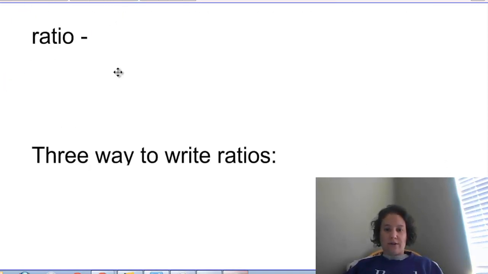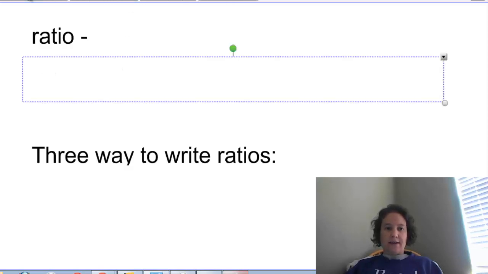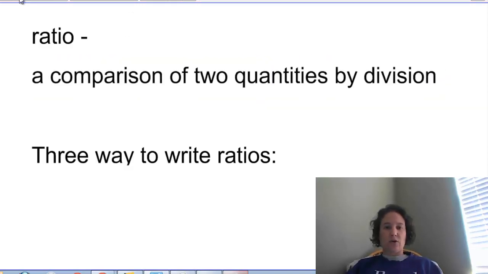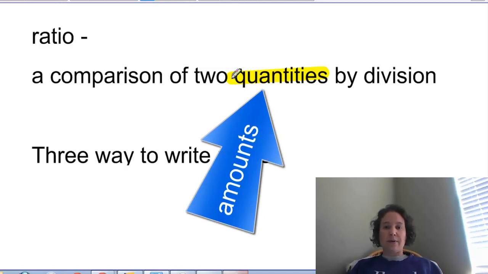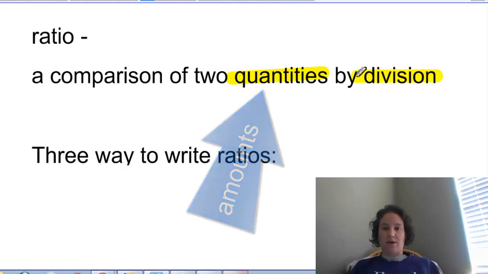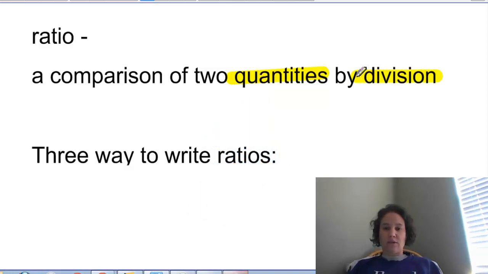We need to know what a ratio is, and the definition of a ratio is it's just a comparison of two quantities by division. So the key words there that you really want to keep in mind are quantities, and another word for quantities would be amounts. So you're comparing two amounts of things, and we're using the operation division for this comparison. And those are the two things that you really need to keep in mind when you're thinking about ratios.